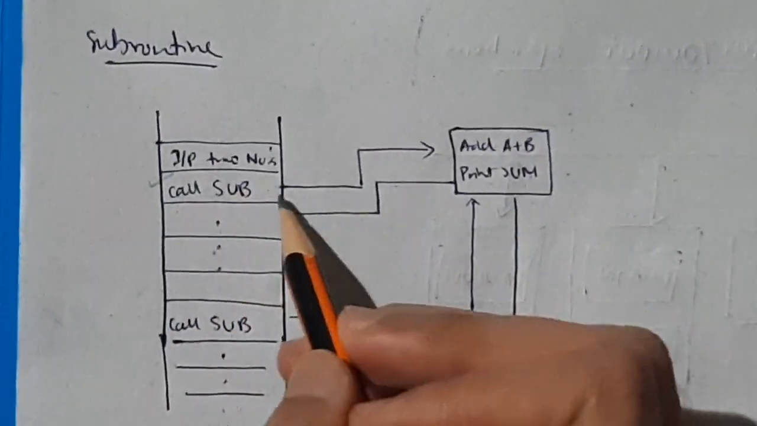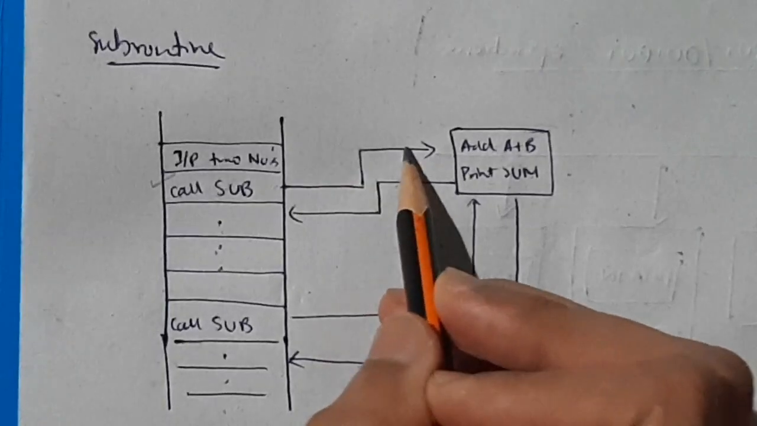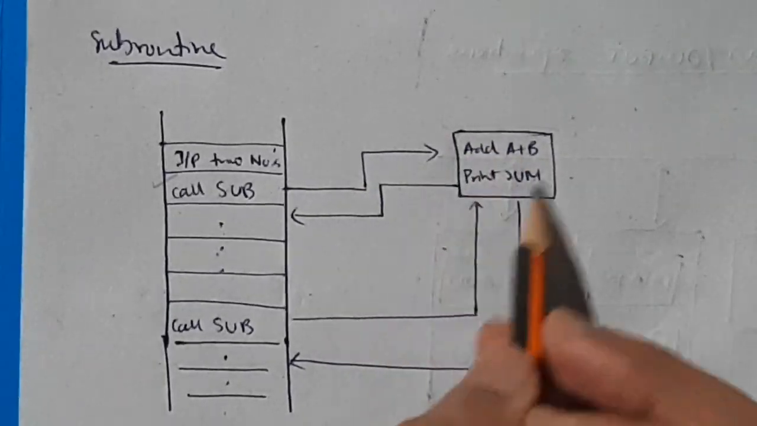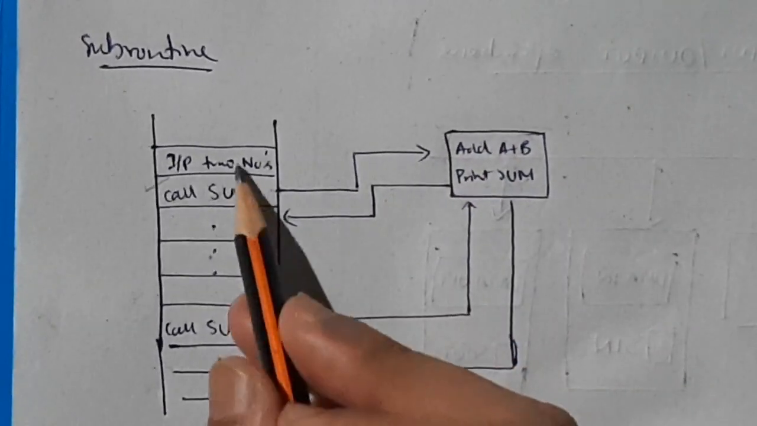Instructions will be going on, and at that time when I call this, it will go to a different place and get executed, and after the execution it will return to the normal execution of the main program.